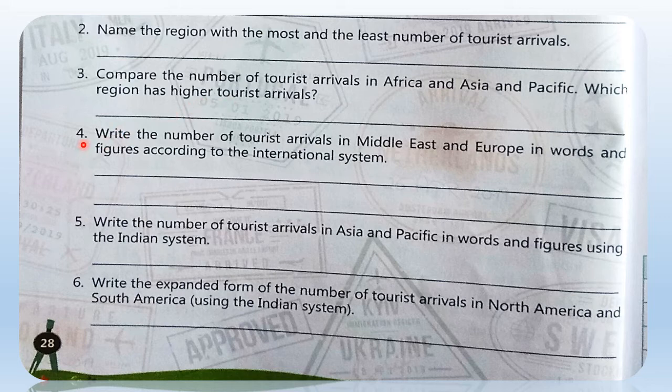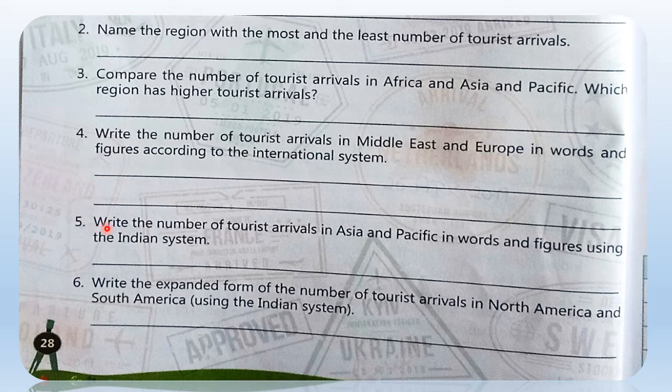Next one, number 4, write the number of tourist arrivals in Middle East and Europe in words and figures. Figures means the digit wise, it's showing the digit, you write the number, that is figures. So write the number of tourist arrivals in Middle East and Europe in words and figures according to the international system. So that is the system, the way I was reading out those numbers or those figures. So in that international system you will have to write them.